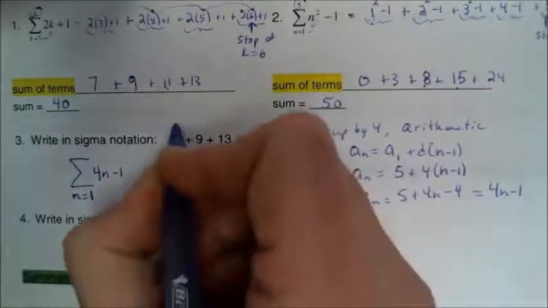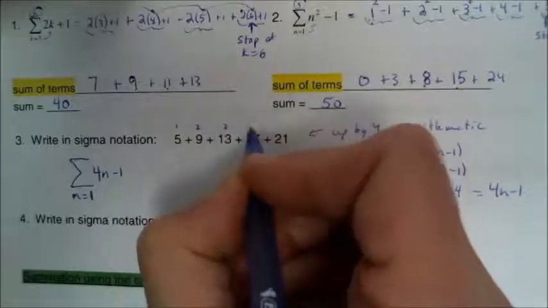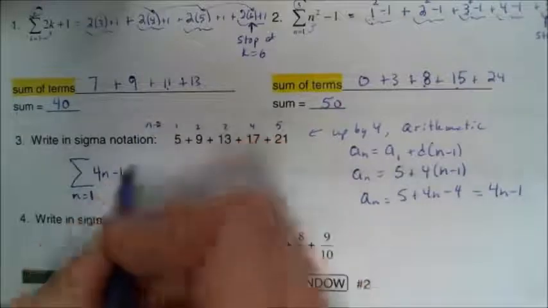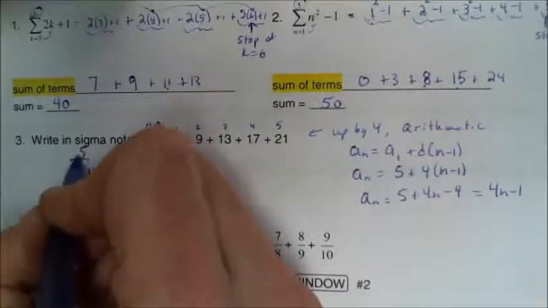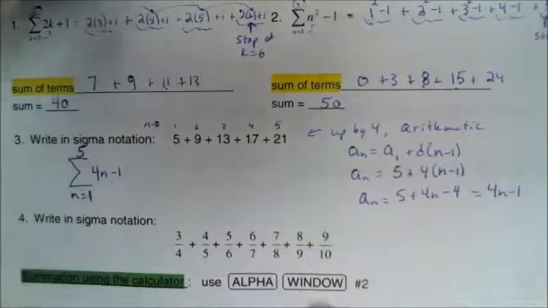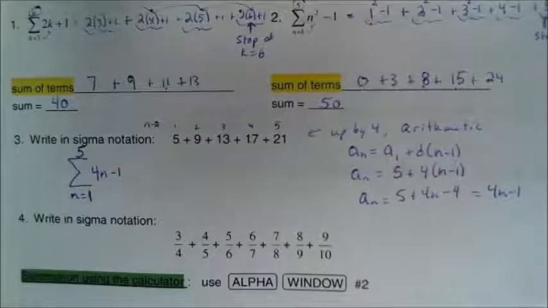How many terms do we have? 1, 2, 3, 4, 5 terms. So these are the n values here. It starts at 1 and it ends at 5 because we have 5 terms. And that's how you write the sigma notation.